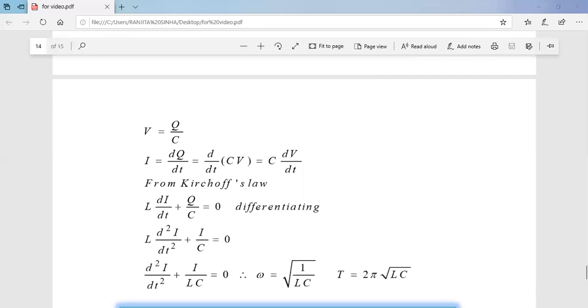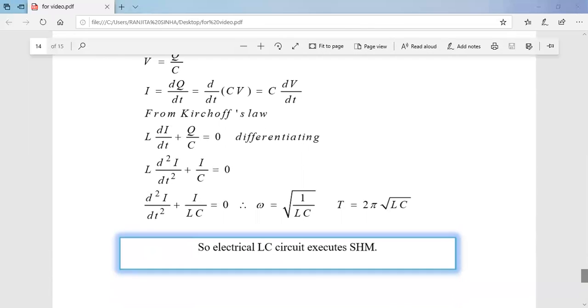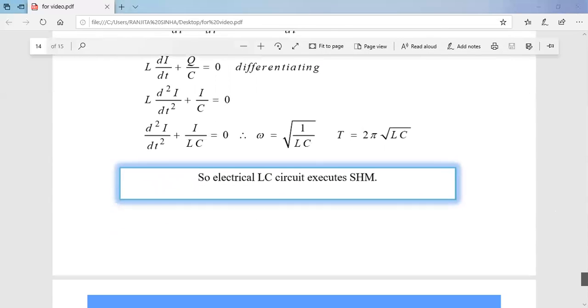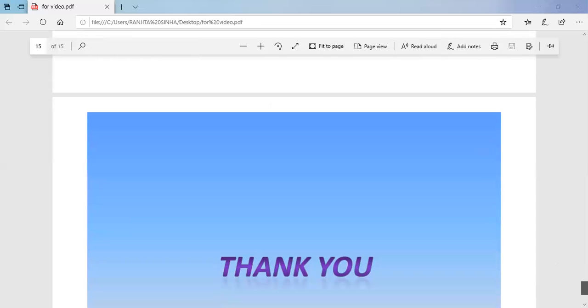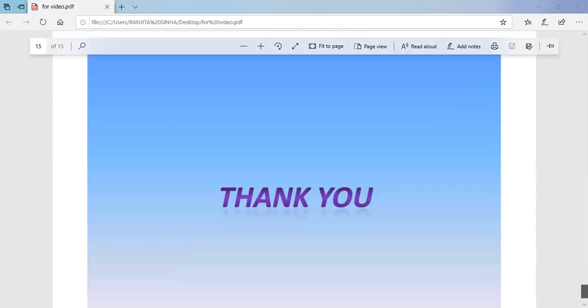So here we again get the differential equation of SHM, d2I by dt square plus I by LC equal to 0, where omega equals root over 1 by LC. So the electrical LC circuit executes SHM. This is another example of SHM. Up to this was the introduction of SHM. Thank you all.